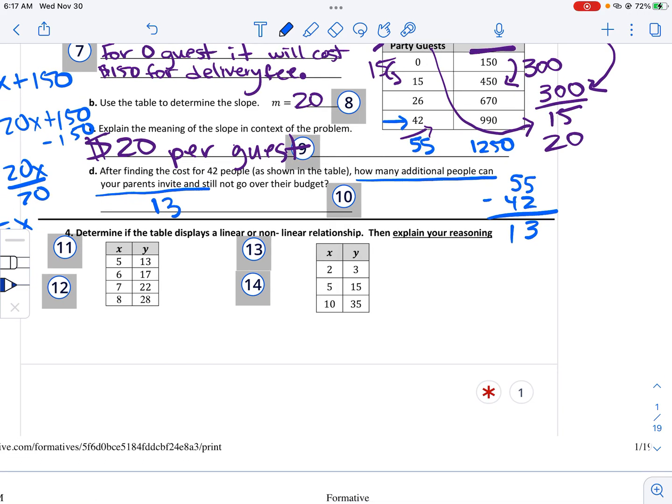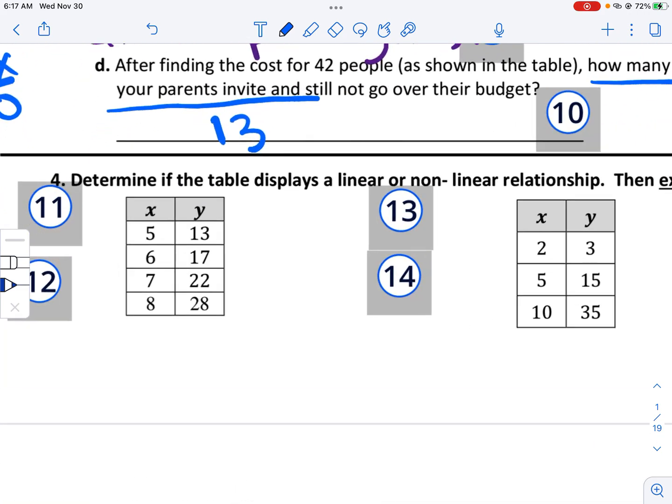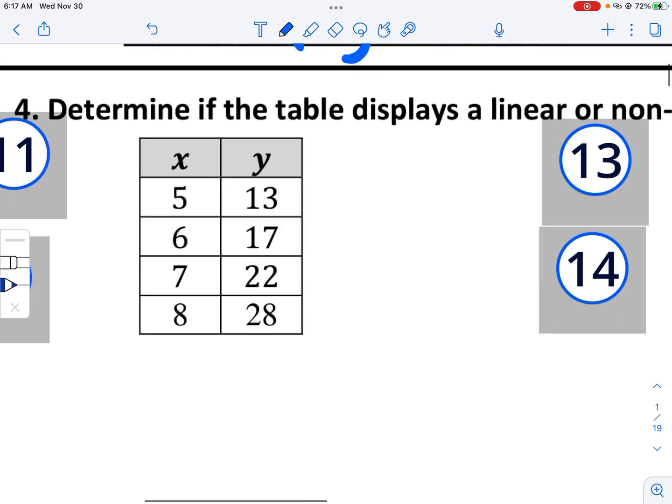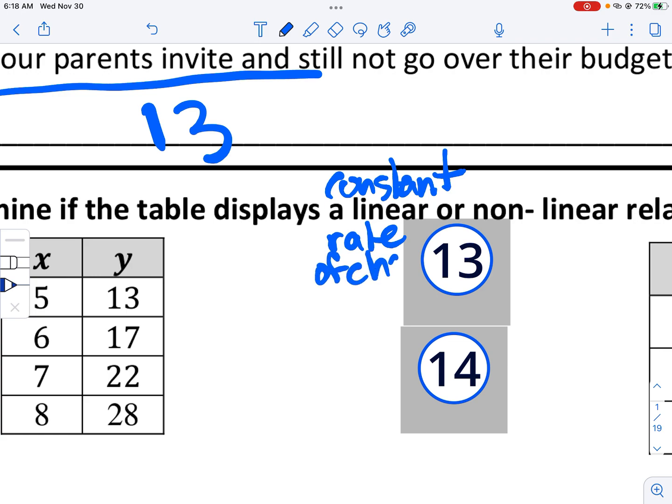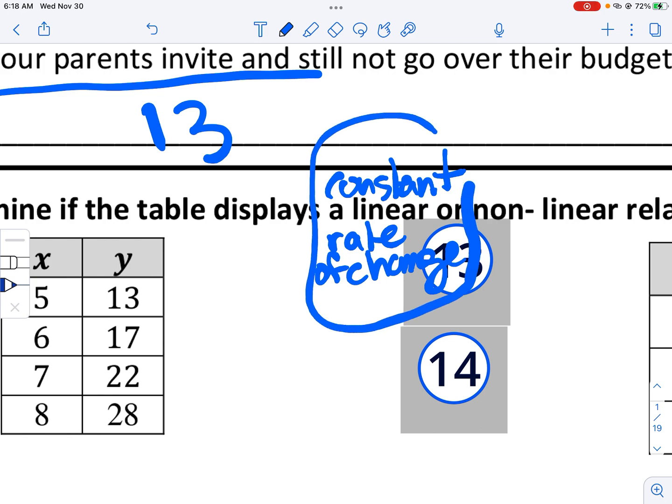So this, is it a linear relationship? Guys, if it's linear, then it has a constant rate of change. That's how you tell if it's linear. If it's linear, then it has a constant rate of change.